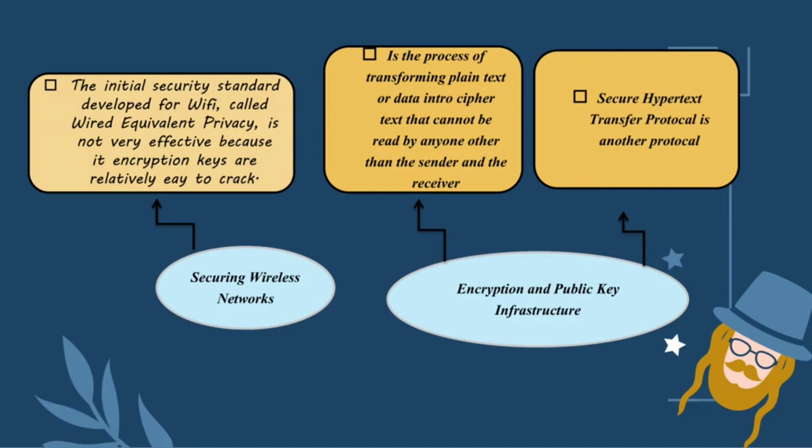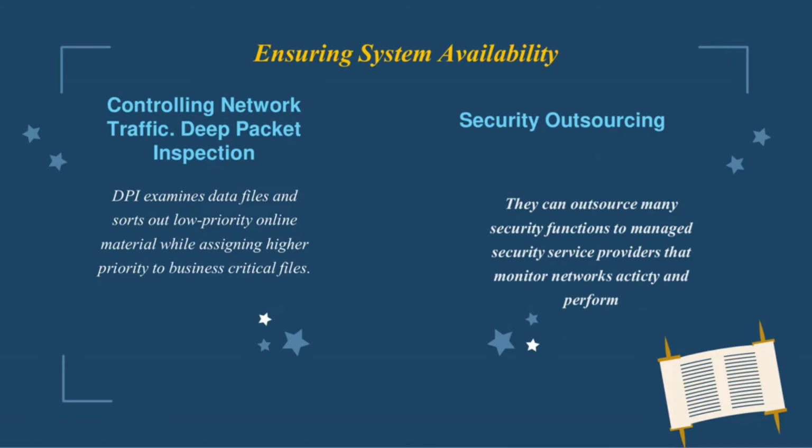Secure hypertext transfer protocol is another protocol. Okay, for number 5 is ensuring system availability. It has two parts, which are controlling network traffic with deep packet inspection, and security outsourcing.